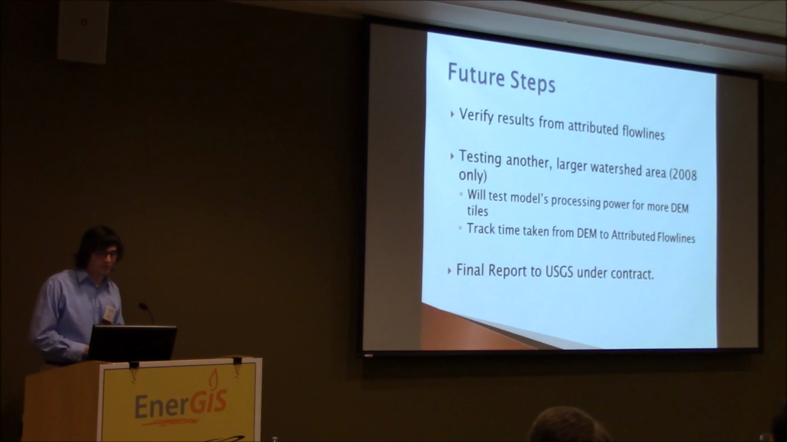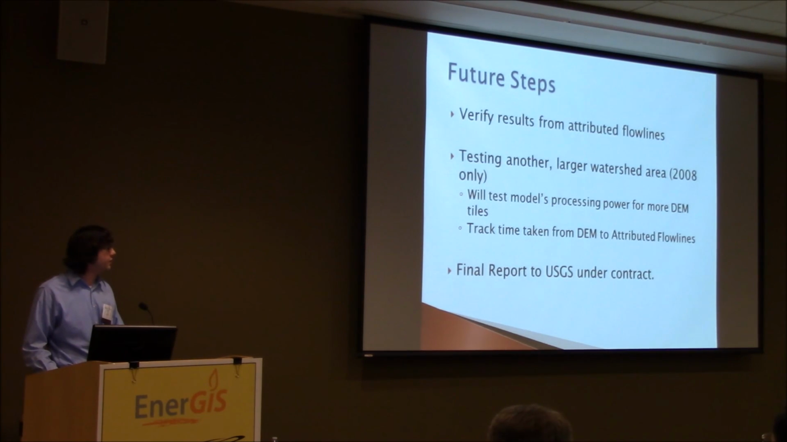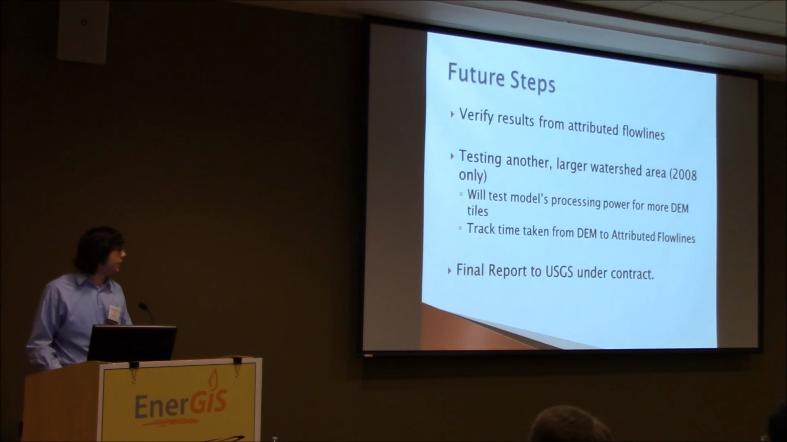So the future steps, of course: we want to verify the attributed flow lines, and in the next couple of weeks we want to test out another watershed area where it only uses the 2008 data because it's in Lebanon. It will test the model's processing power for DEM tiles because it's 65 square miles large. And then we'll also track the time used, because the original processing was kind of mix and match. We went through each of the steps, but we didn't really document the times as much. And then, of course, we need to submit a final report to the USGS for a contract.